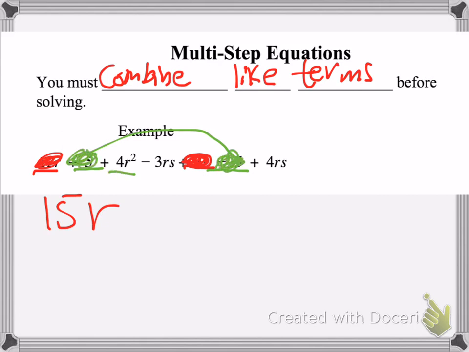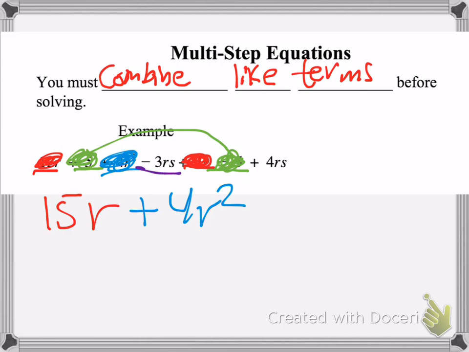So now I need 4r. Oh, I should change color. I don't want to use green again. Me neither. All right, r squared this time. Do we see any r squareds? I don't see any other r squareds other than that 4r squared. All right, so we'll just leave it. So plus 4r squared. And we're done with that one too. It's gone.